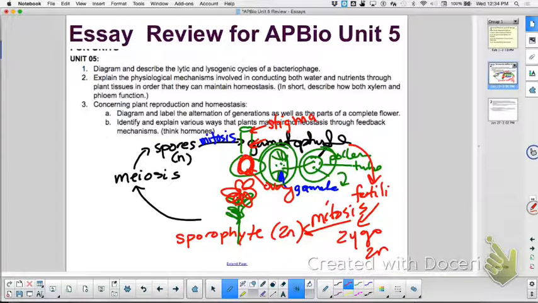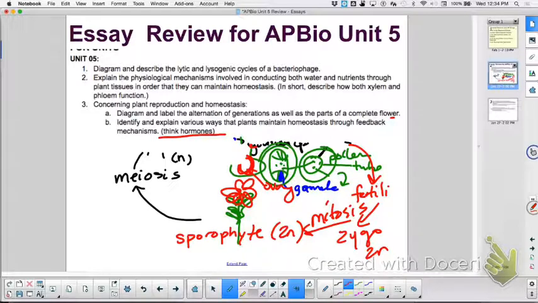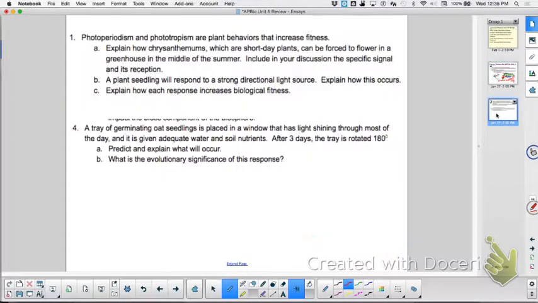Okay, so it says diagram the alternation of generations as well as the parts of a complete flower. Identify and explain ways that plants maintain homeostasis through feedback mechanisms, think hormones. Now, you don't have to know all the hormones anymore. What's the one hormone you need to know? Auxin. But you do need to understand photoperiodism, right? And so that lends itself better to these questions here.